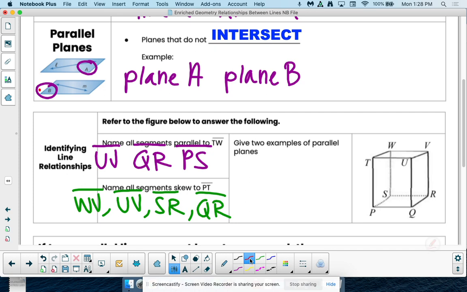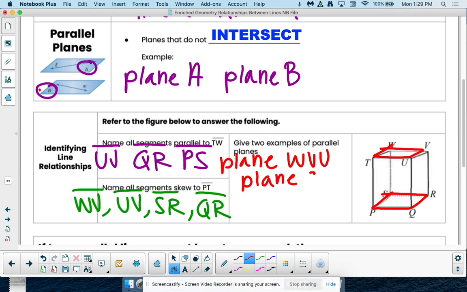Okay, and then our last example, give two examples of parallel planes. So name a plane that they want to use. TWU. Okay, so this top plane would be parallel to what? Yes. There we go, the bottom. So that's one pair. Plane WVU and plane SRQ.